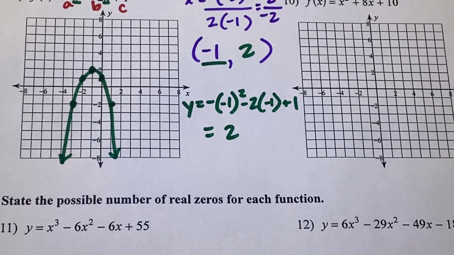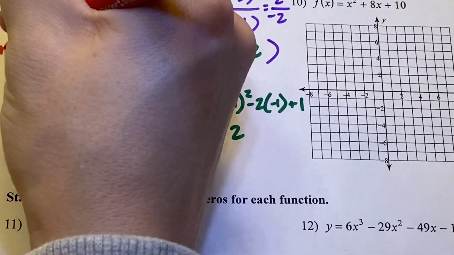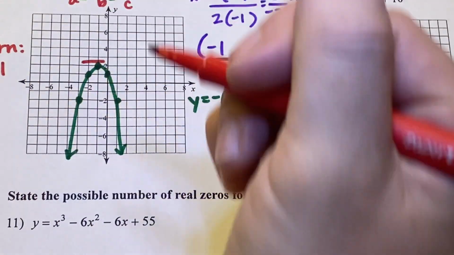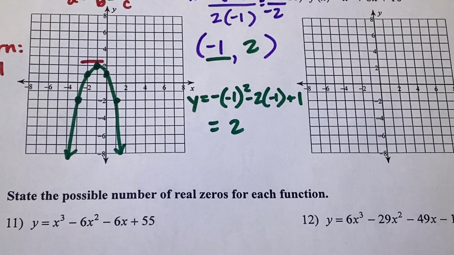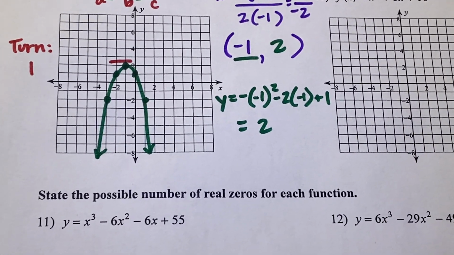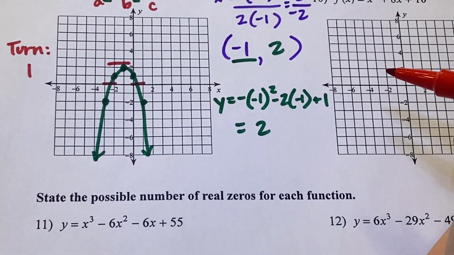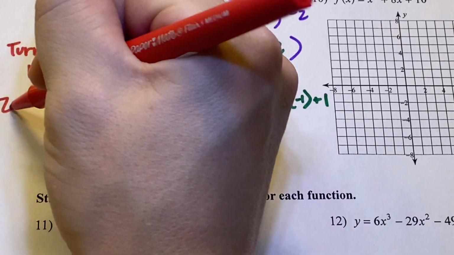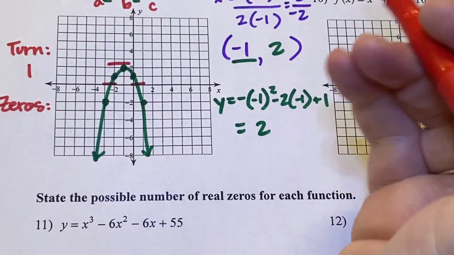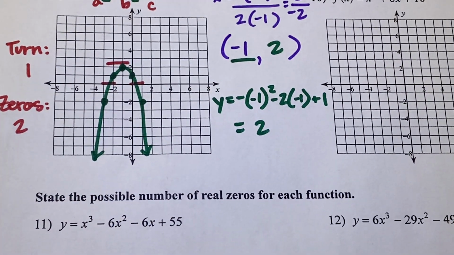Okay, so how many times does it turn around? How many turning points do we have? Just one. Okay, so for turning points, we'll just say turned around one time. No, that's good. So it turned around once. How many times does it hit my x-axis? How many zeros do I have? 2. And that's all we're asking for right now. So it turned once, and it hits my x-axis twice. So I have 2 zeros.